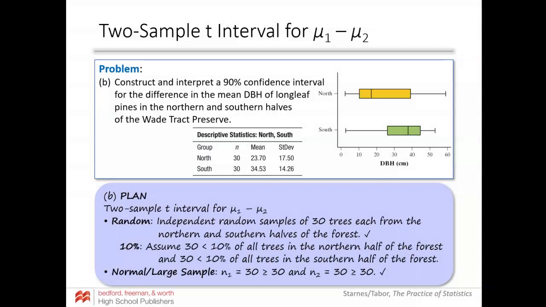So 10% condition, 30, I mean, it's very reasonable to say that's less than 10% of all the trees in the northern half of the forest. And same thing for the southern half. And then 30 is, someone asked me this in class though. They were like, can I just say 30 is equal to 30? And I said, probably, but the book always does this. 30 is greater than or equal to 30, which is true. It's not wrong. So therefore, you are hitting the large sample condition that we need to hit for looking for that normality. So check, check, check.